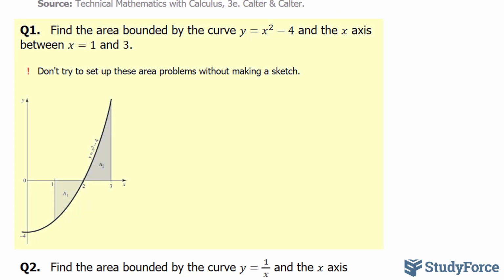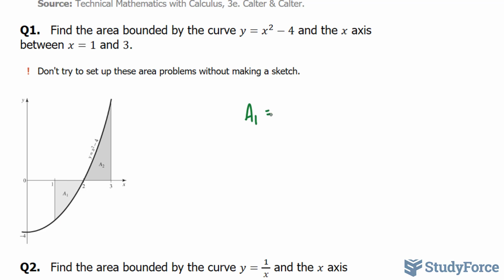Find the area bounded by the curve y is equal to x squared minus 4 and the x-axis between x is equal to 1 and x is equal to 3. What we have to do to find the area of these two together is find the area of each individually, then get their absolute values and add them together. Let's start by finding the area of A1.